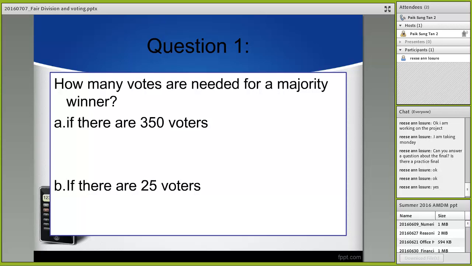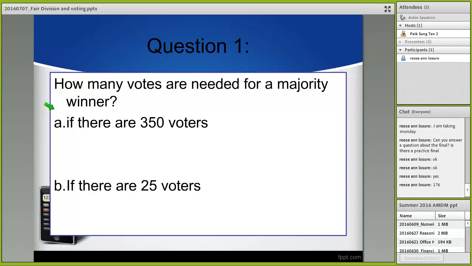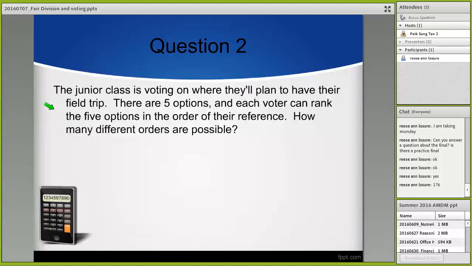How many votes are needed for a majority winner if there are 350 voters? If there are 25 voters, which is an odd number, make sure you have one more extra after you divide it by 2. This is just even number, odd number. For an even number, you divide it by 2 plus 1. And for an odd number, divide by 2 and round up.